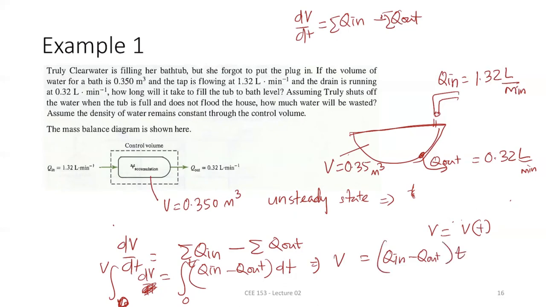So that's your answer. Now I ask, what's the time? It's going to be volume divided by Q in minus Q out. Volume is 0.35 meter cube. Q in is 1.32 minus 1, Q out is 0.32, so it becomes 1. So that answer is meter cube per minute. So the answer is 0.35 minute.